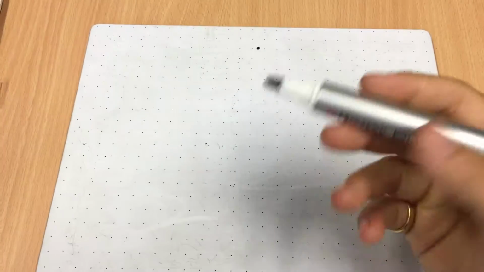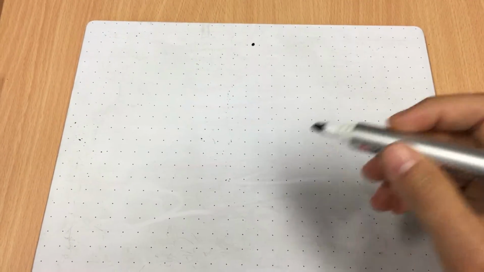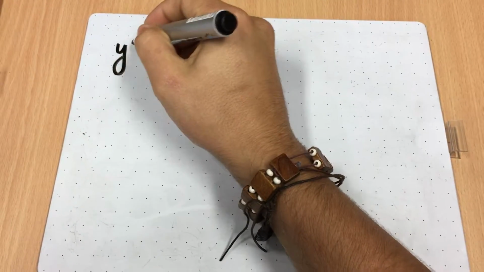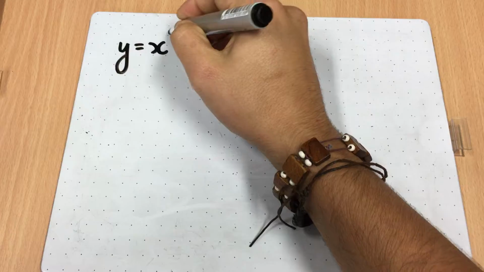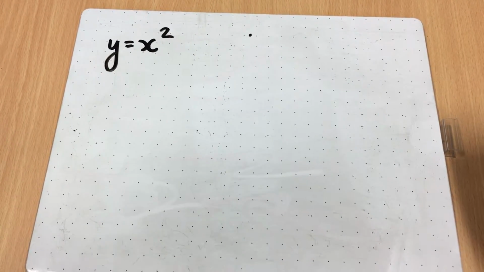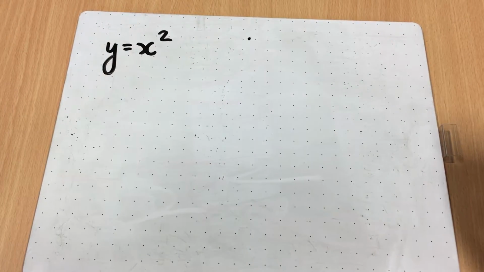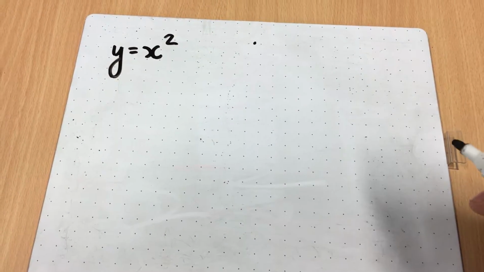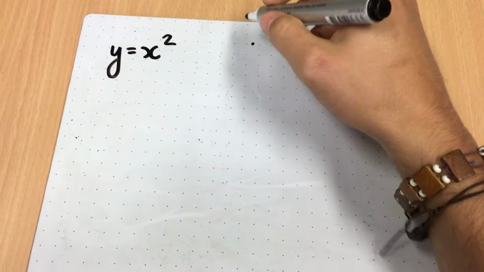Today, we will be learning about parabolas. Now, what is a parabola? Well, when you see something like this, you better think, oh, that's going to be a parabola. Do you know what this looks like? Y equals x squared? Let's work it out with a data table.